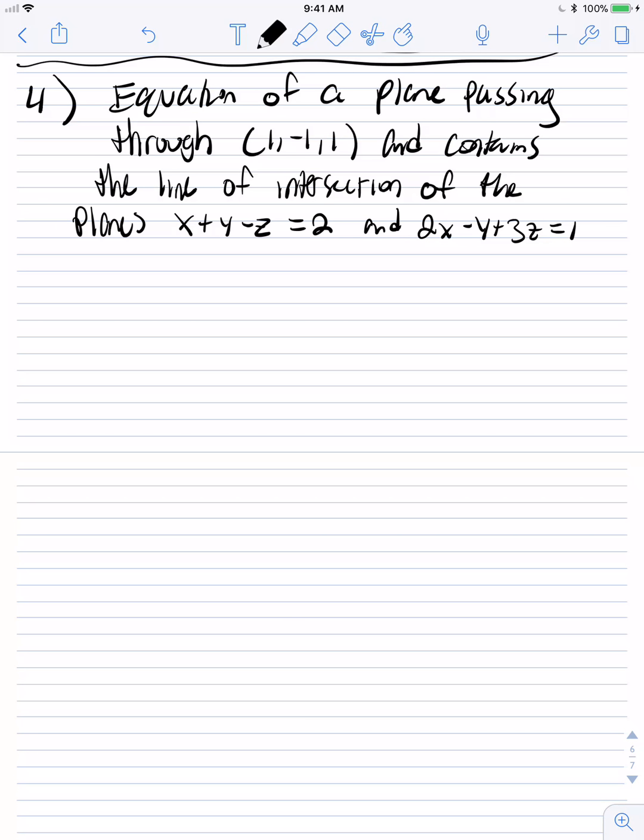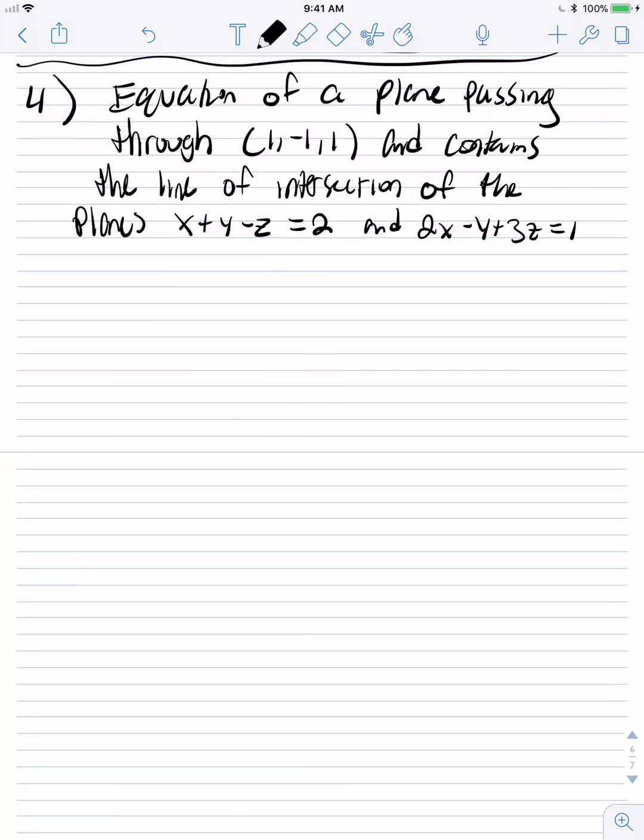So here we have question 4. We're trying to find an equation of a plane passing through a point (1, -1, 1) and containing the line of intersection of two planes: x + y - z = 2, and the second plane 2x - y + 3z = 1. So what do we need to know?